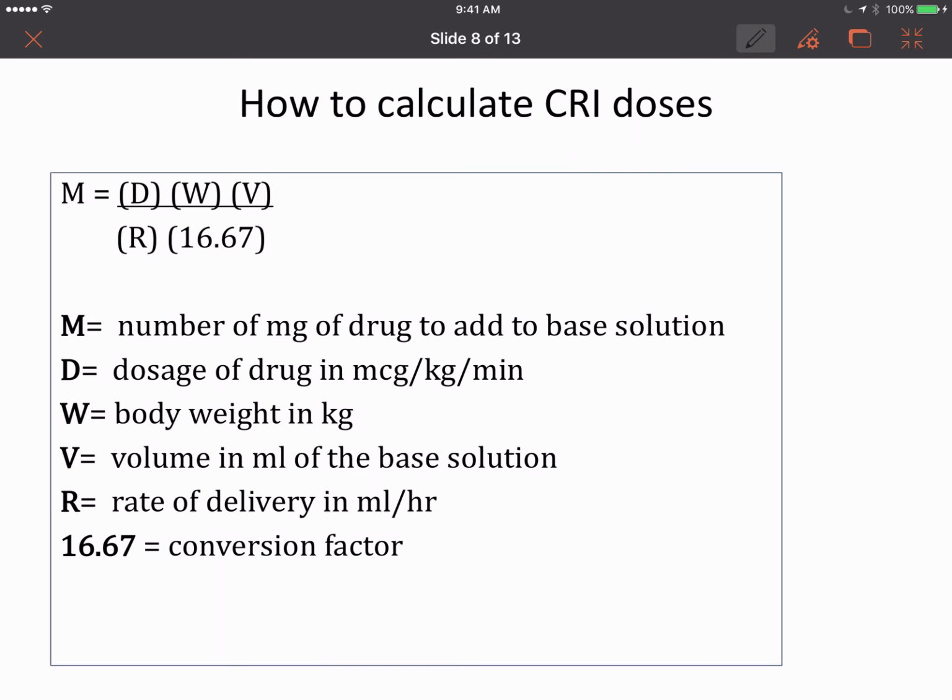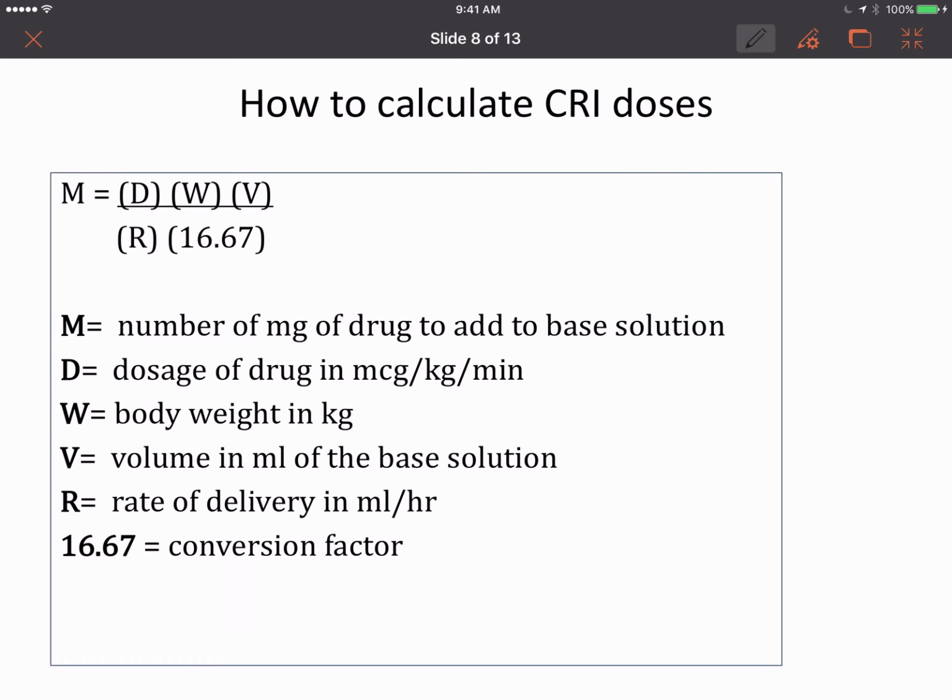Now, here I've given you a formula. There are many ways to do CRI calculations. I think for your purposes, if you have one formula or one tool that you can use, you're going to be better off. The problem is having to memorize it. Well, I've put this formula on our formula sheet for you to use when you need it. It may be something that you want to keep somewhere and make sure you know what all these letters mean. So this is important. M equals D times W times V over R times this weird number.